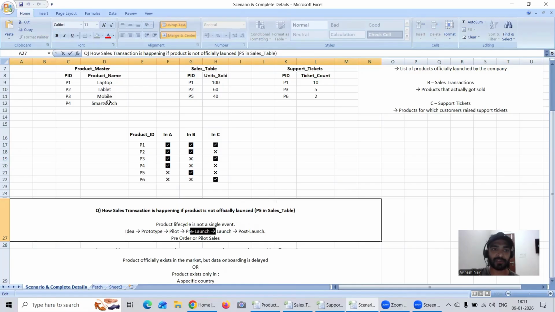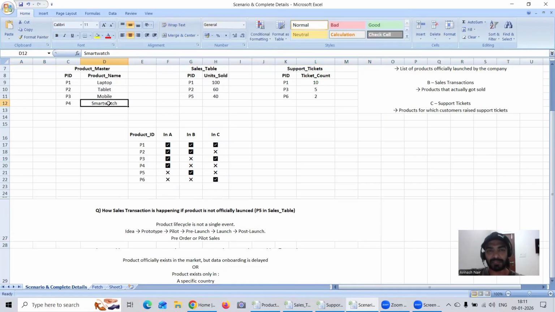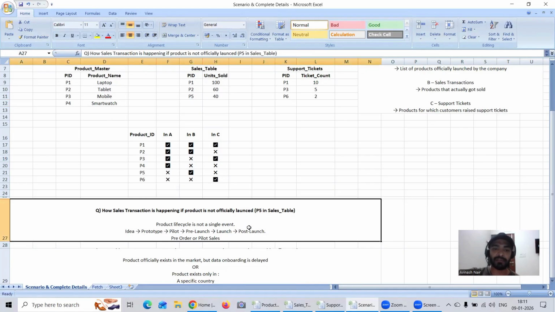For example, let's say a smartwatch, just an example in terms of INR. The smartwatch has a price of 1,000 rupees, but they had a pre-launch where they are providing it at a discounted price of, let's say, 800 rupees. So that's about pre-launch, and after that finally they will launch it, and there will be something called post-launch.